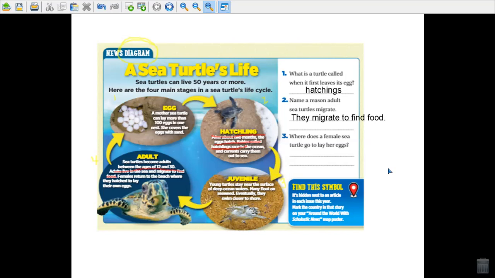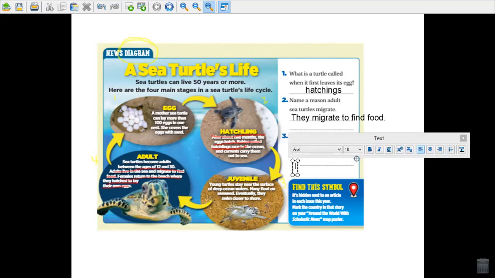All right, and the last one says, where does a female sea turtle go to lay her eggs? If you said the beach, then you are correct. It says females return to the beach where they hatched to lay their own eggs. So females return to the beach.